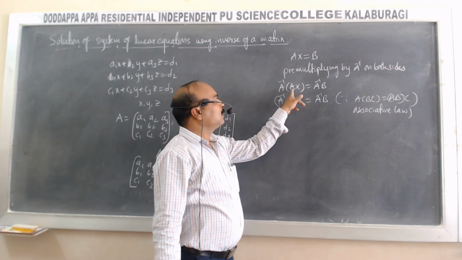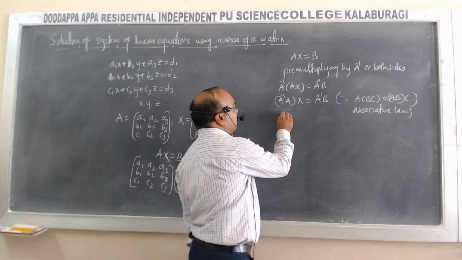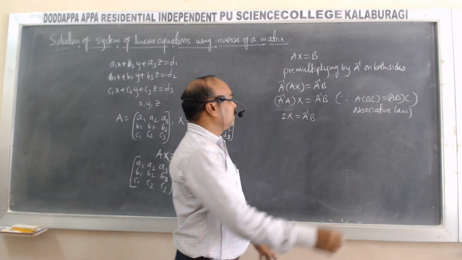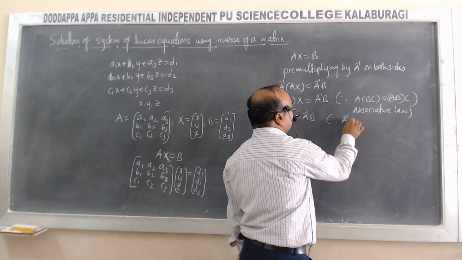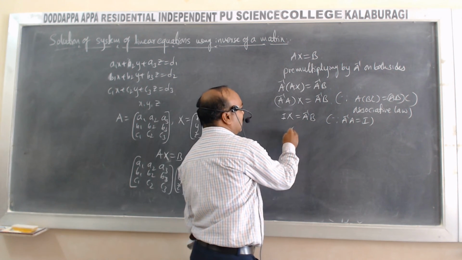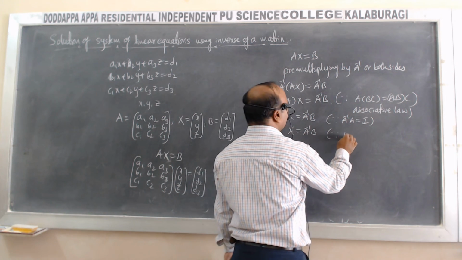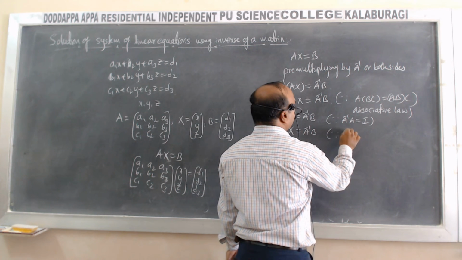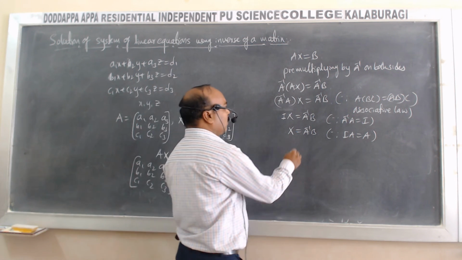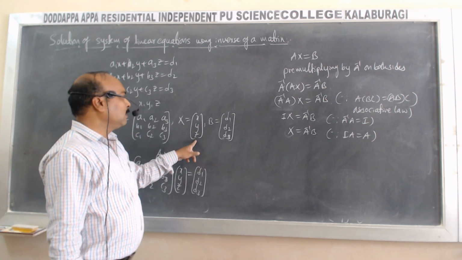Now here A inverse into AX changes to (A inverse A) into X. We know that A inverse A equals I, so we get IX equal to A inverse into B, because A inverse into A is always equal to I, the identity matrix. Then I into X is X, so X equals A inverse into B, because A into I or I into A is always equal to A. So by this we get the value of X, which is the matrix of variables x, y, z.